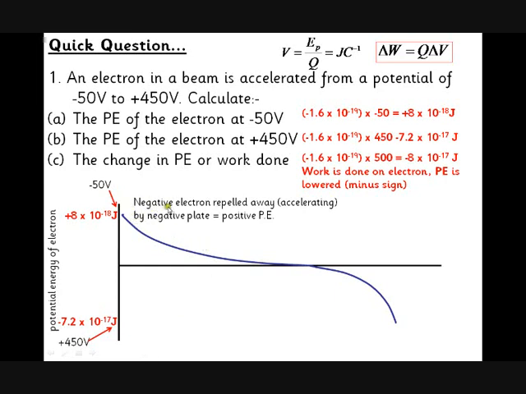So at this point, the negative electron is being repelled away by the negative plate, so it's got a positive potential energy here, but at this point the negative electron is being attracted to, or accelerating towards, the positive plate, so it's got a negative energy here. So the energy is swapping from positive down to negative.